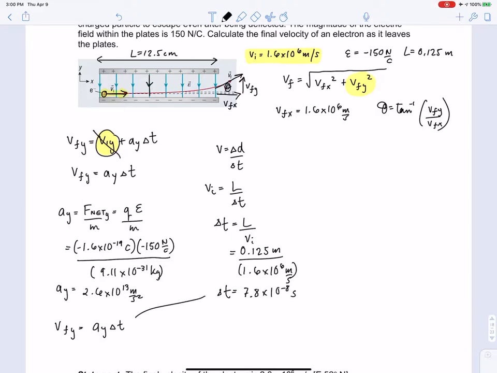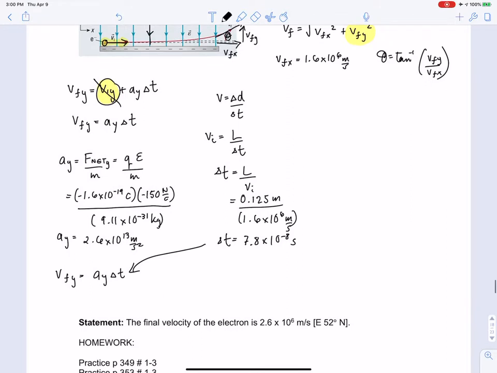We can put that value in here to find the final y component. We know the acceleration is 2.6 times 10 to the power of 13 meters per second squared. And we know how long it will be accelerating for. That's 7.8 times 10 to the power of negative 8 seconds. So v final y is 2.1 times 10 to the power of 6 meters per second.